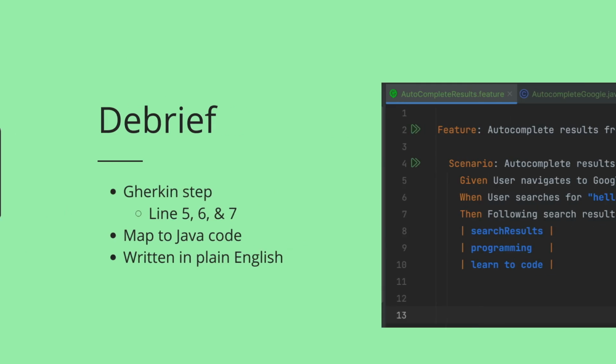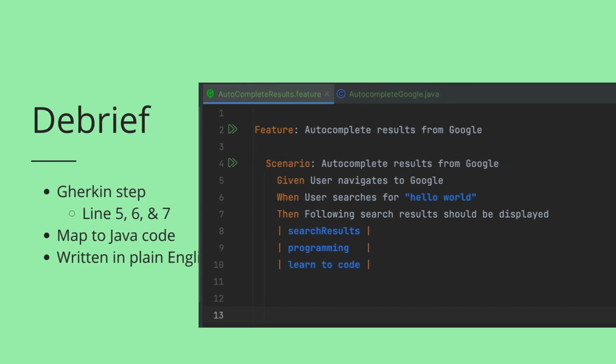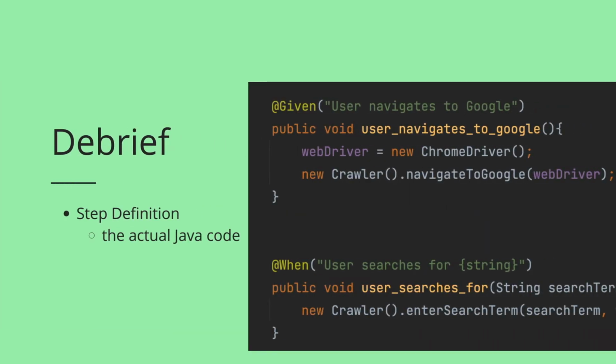A Gherkin step is lines 5, 6, and 7. This is a step that a user would take, and it's written in plain English, so user navigates to Google, and it maps to Java code. Underneath the step is the step definition, which is the actual Java code.